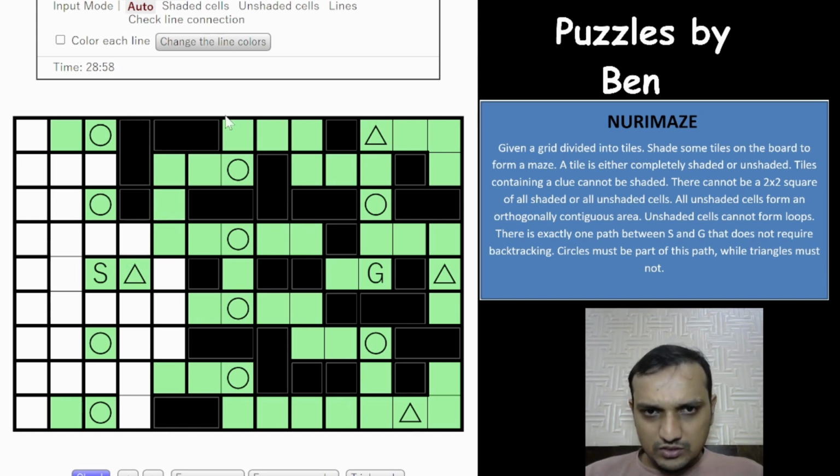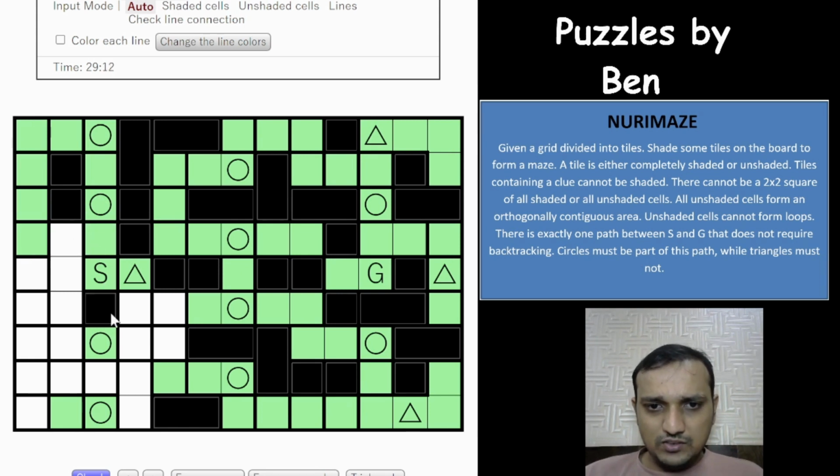So this is shaded, this is shaded. The circles that meet here, it cannot go through the S. This is shaded, come down, shaded here, shaded here. So we already have met the S here. So this is shaded, this is shaded, it has to come down.